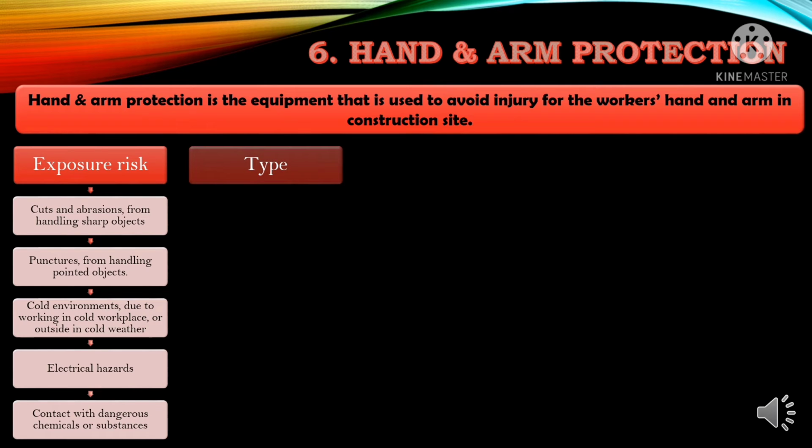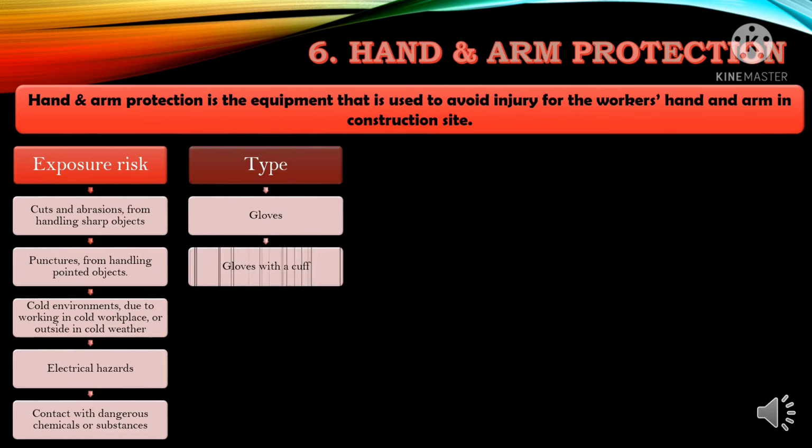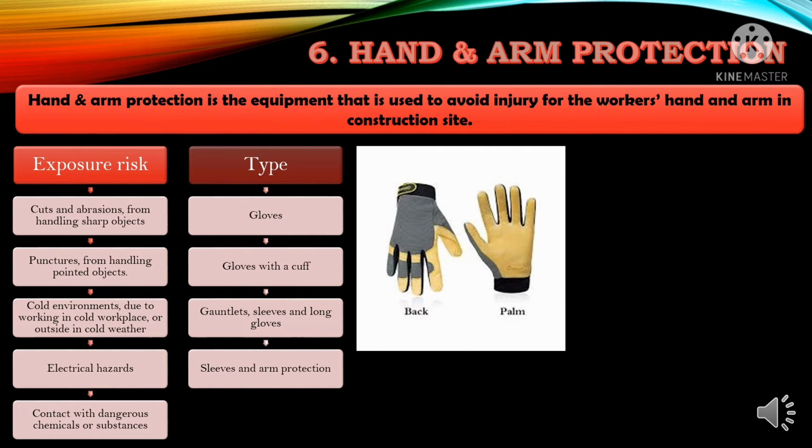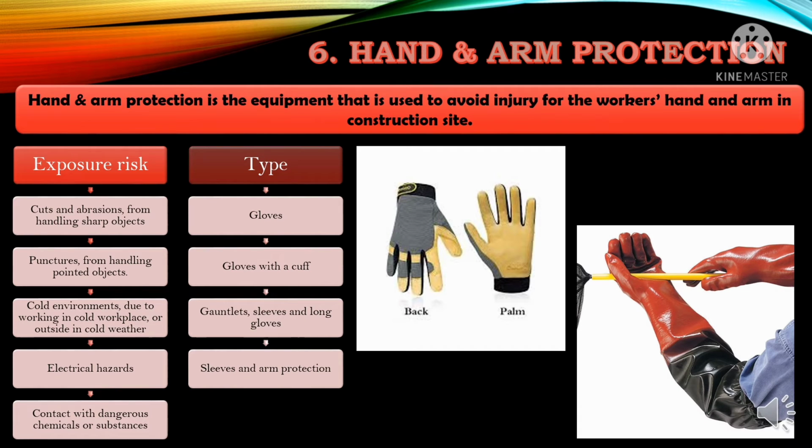There are also a few types of hand and arm protection. The first one is gloves. Second, gloves with a cuff. Third, gauntlets, sleeves, and long gloves. And the fourth one is sleeve and arm protection. So the first picture is a picture of the glove, and then the second one is the long glove.